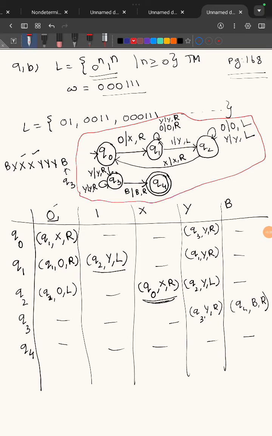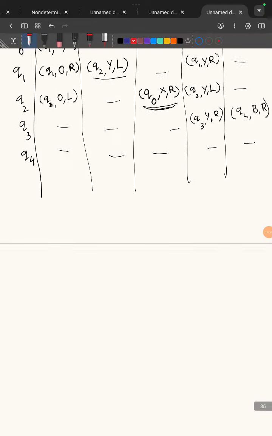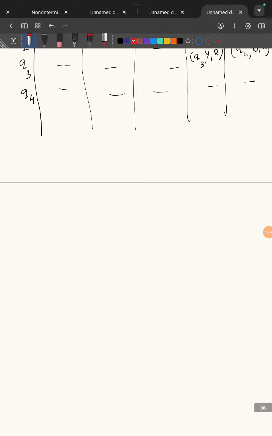Now what they have asked you to do: they have given you a string, and they have asked you to do the instantaneous description for that. That you have to do. So what is the input string they have given? The input string is 0 0 0 1 1 1. So initially I am in the state Q0.